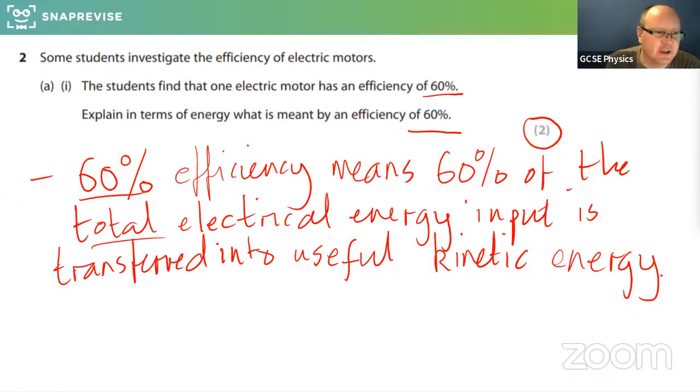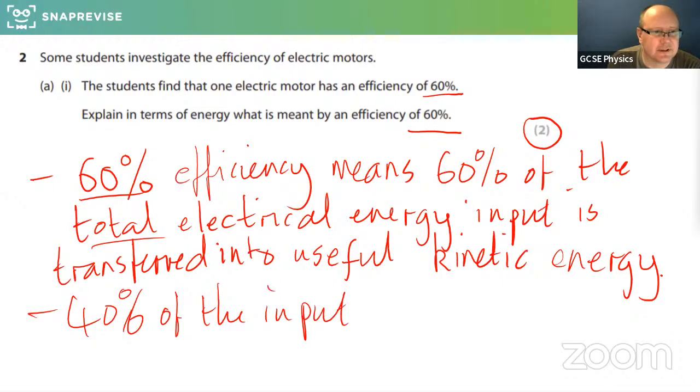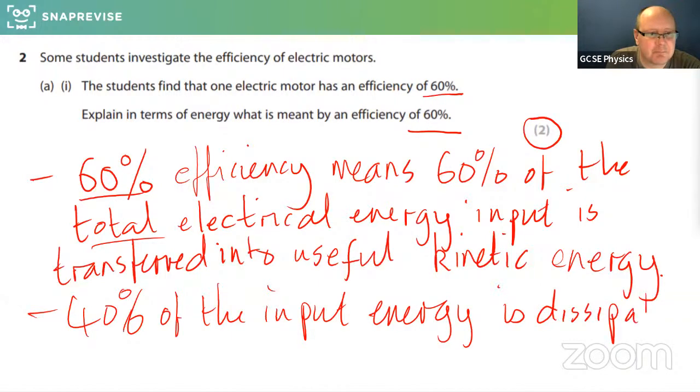We could write the equation. You could say 40% of the input energy is, I would say, dissipated. Never say lost. You could add dissipated into the surroundings, but dissipated is fine. Never say 40% of the energy is lost. And I'd even try to avoid saying lost to the surroundings. I'd just say transferred less usefully to the surroundings, but dissipated says it all.